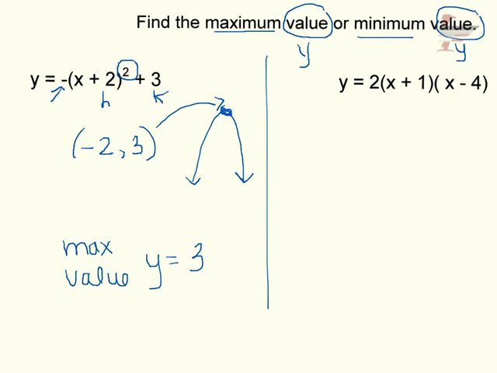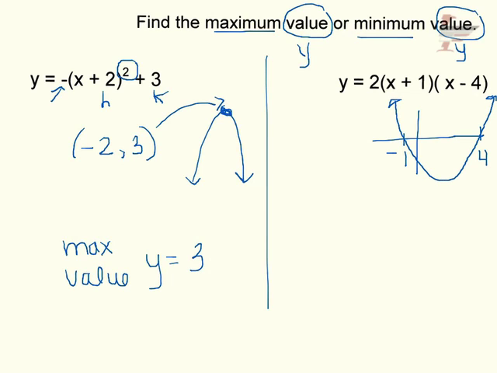The other one over here recognizes an intercept form, and really the biggest thing about this is that you have quantities, but neither of them are squared, so it's definitely intercept form. And my x-intercepts are going to be at -1, remember they're always opposite, and then +4. And A is positive, so it's going to be opening up. So it's going to be a parabola looking something like this.